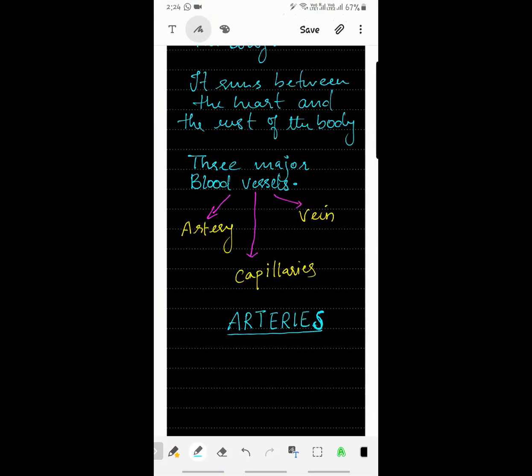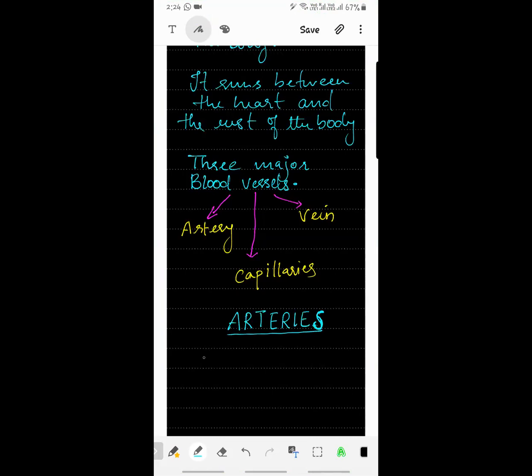In this way they get connected to each and every cell of the body and supply the blood. Okay, Yashwant, today's notes, everything will be uploaded. Don't ask again and again. I'm uploading everything at the end of the class in front of you, so no need to worry.